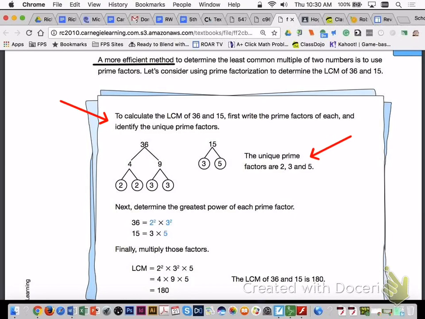The unique prime factors for 36 and 15 are 2, 3, and 5. Next, we want to determine the greatest power of each prime factor. And finally, we want to multiply those factors together. The LCM of 36 and 15 is 180.